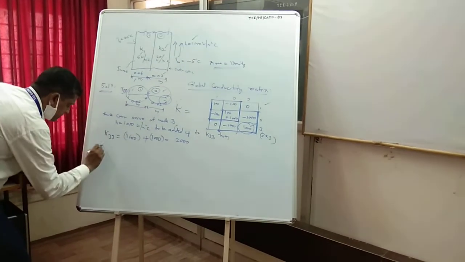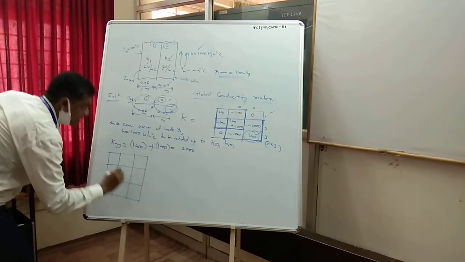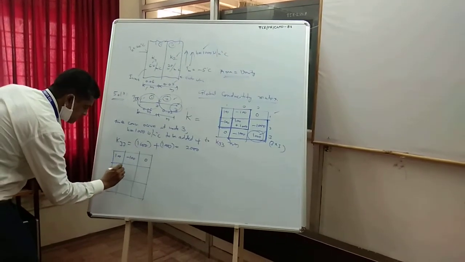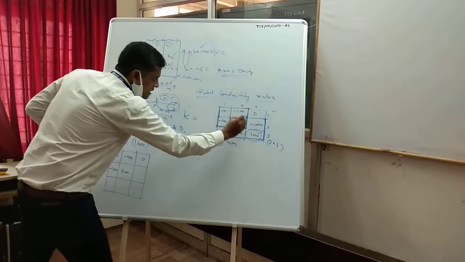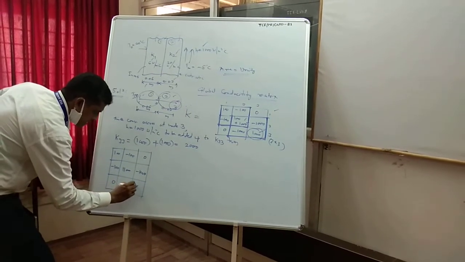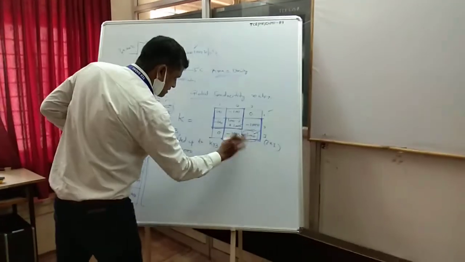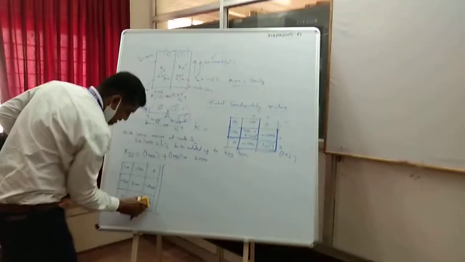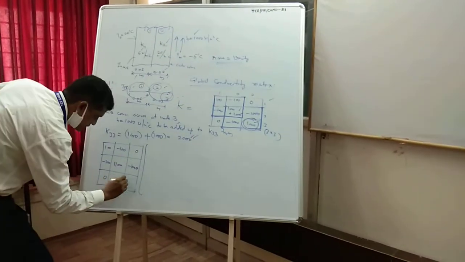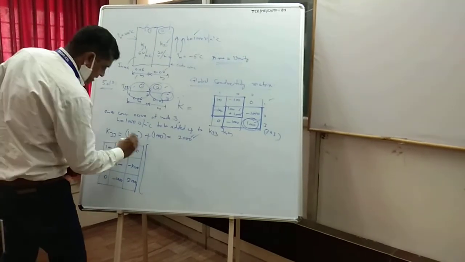Then the global conductivity matrix will become 100, minus 100, 0; minus 100, 1100 (1000 plus 100), minus 1000; 0, minus 1000, then 1000 plus H. Now we will write it. Here we have 1000, and by adding this H value, the K33 term will become 2000. You write here 2000.